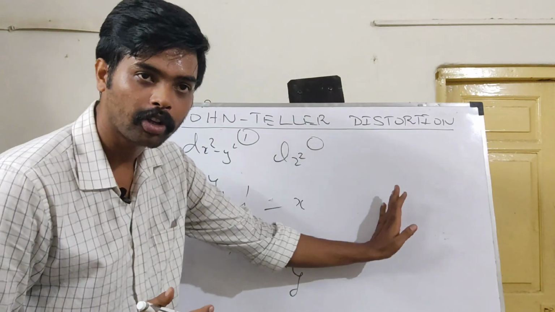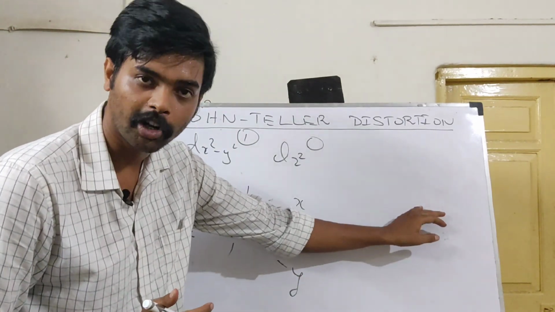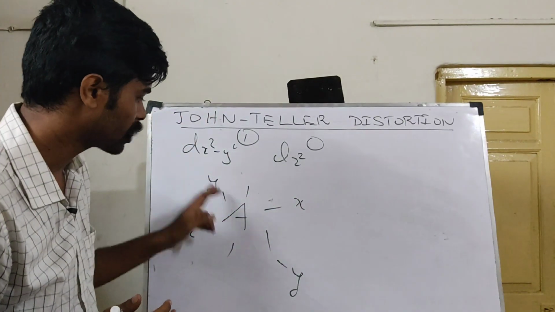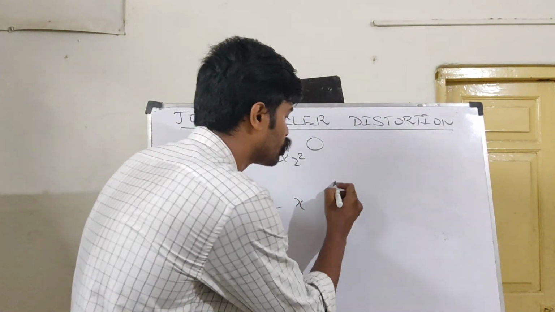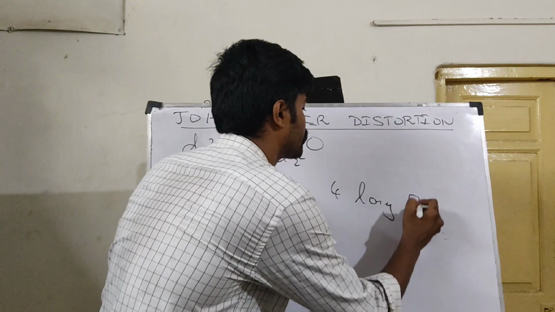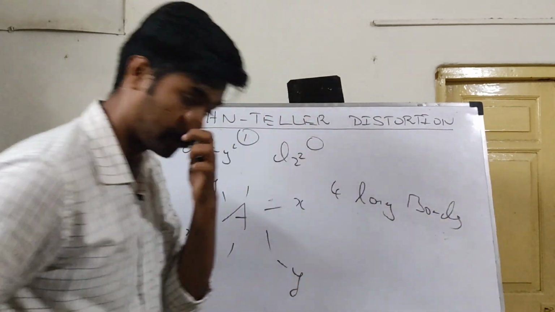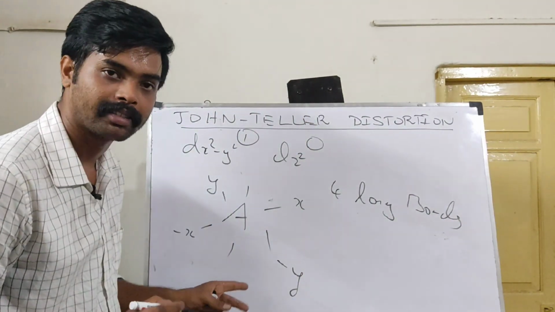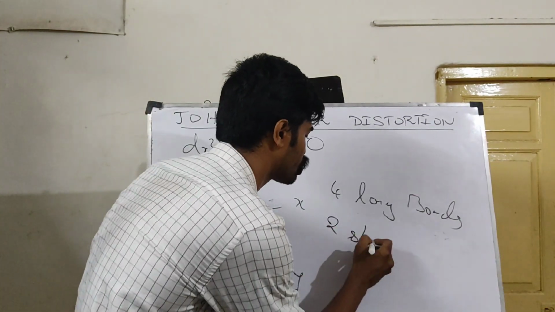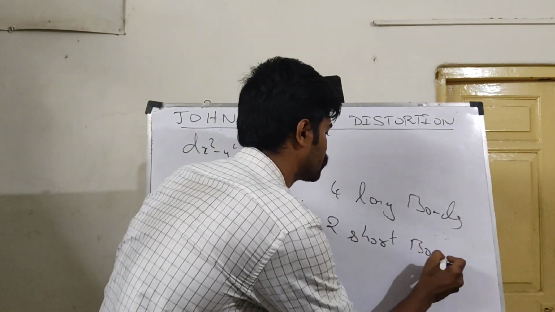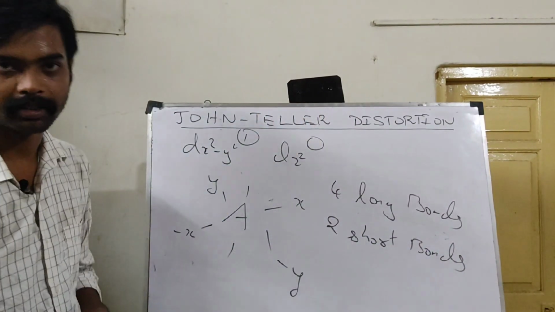So can you tell what are the consequences in terms of short and long bonds? Along x, minus x, y and minus y, repulsion is higher, not able to move closer, so 4 long bonds, right? And along z and minus z, it is able to move closer because of lesser repulsion, so 2 short bonds. This is what happens, right?